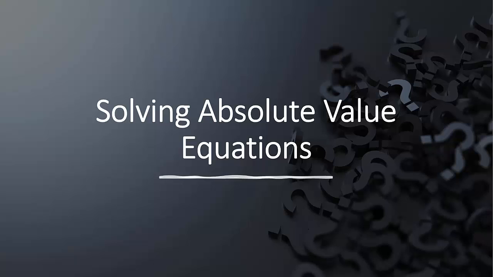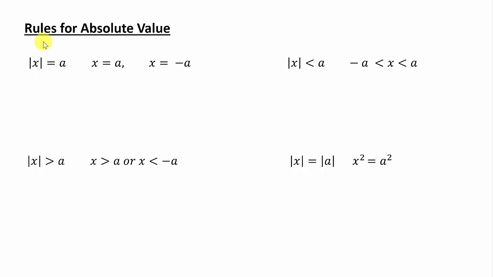Okay, in this video we're going to look at how to solve absolute value equations algebraically. So here are some rules for absolute value that we're going to be using. This is the absolute value of x equals a, so equals some value where a is a constant. If this is true, then x is going to equal a and x is going to equal the opposite of a, so a positive and a negative.